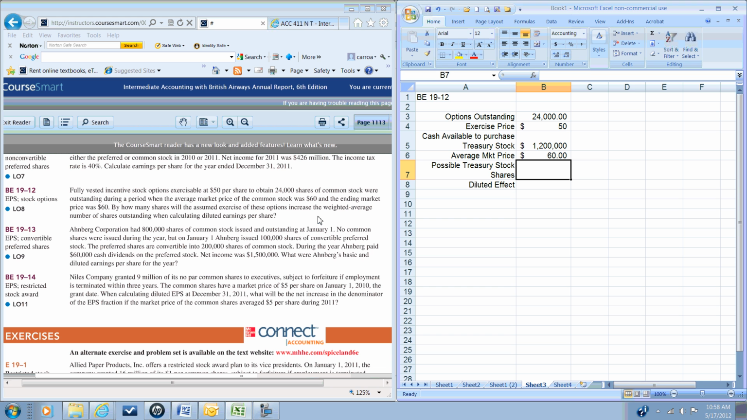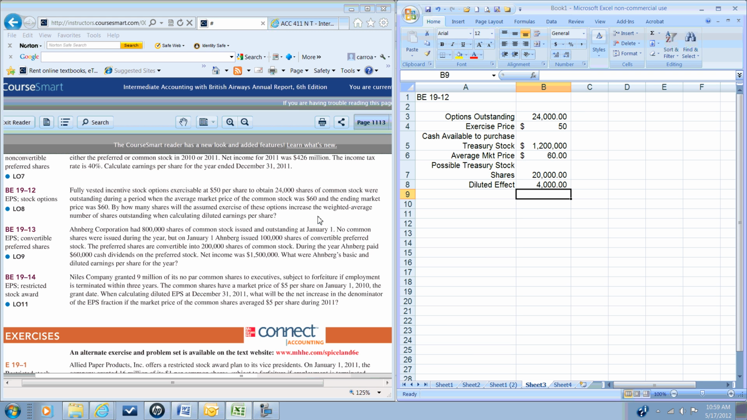So if we have $1,200,000 and the average price is $60 per share, how many shares can we buy? Well, that's simply the cash available divided by the average price. So we have the potential of buying 20,000 shares. Therefore, the dilutive effect is simply the options outstanding less the treasury stock.